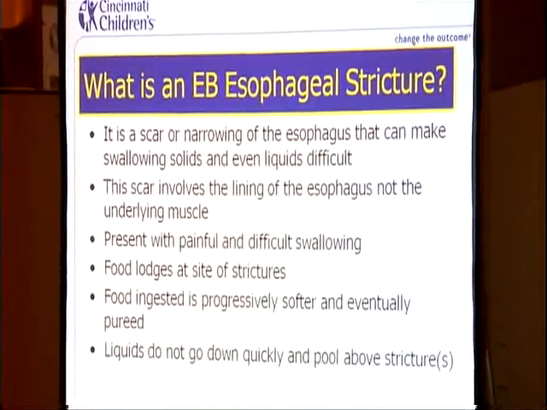These children often have painful swallowing, and it can be a great deal of difficulty even with soft foods. Foods can lodge at the site of the strictures, they can aspirate, and many of the parents and even the patients themselves know that they're going to more soft foods and then eventually to liquid or even pureed foods. These liquids tend to pool above the strictures and can be associated with a chronic cough, fevers, and chronic aspiration.